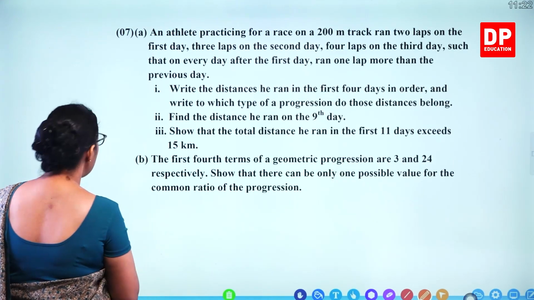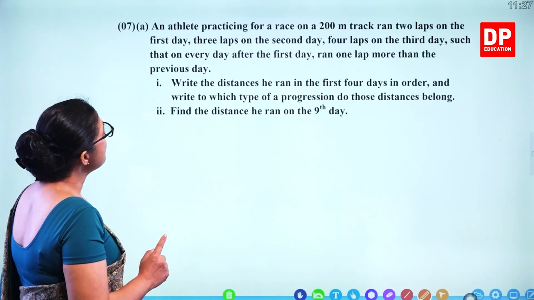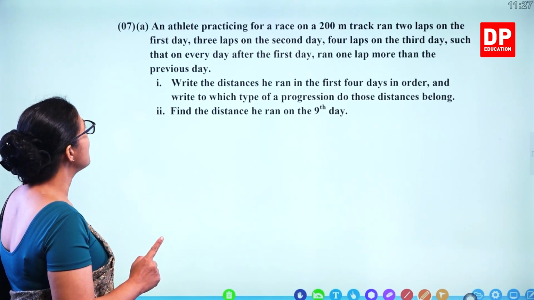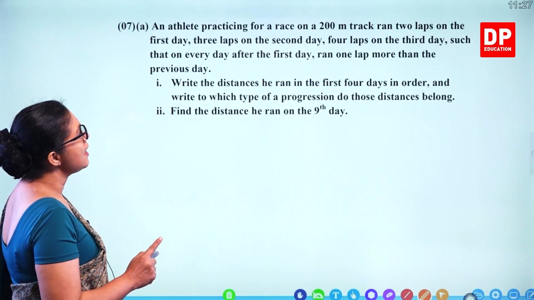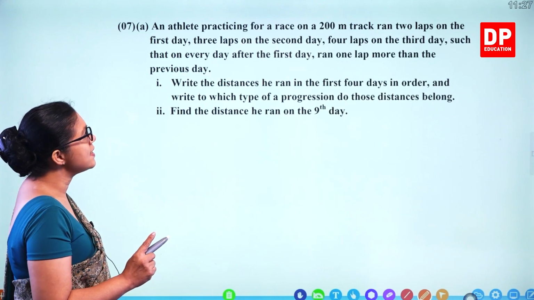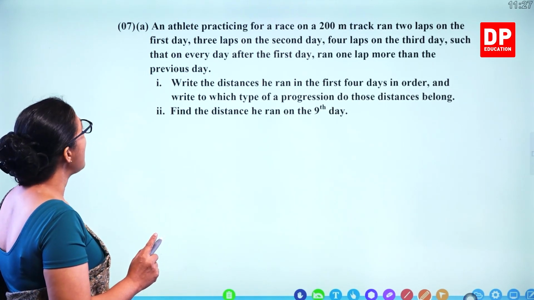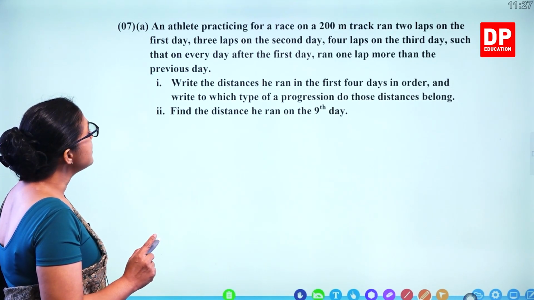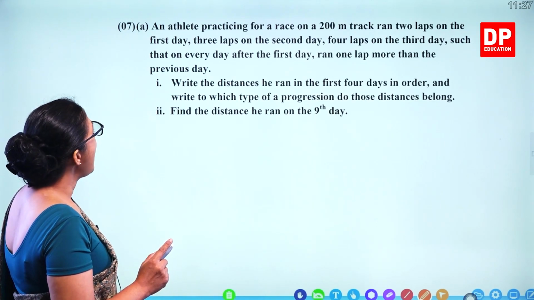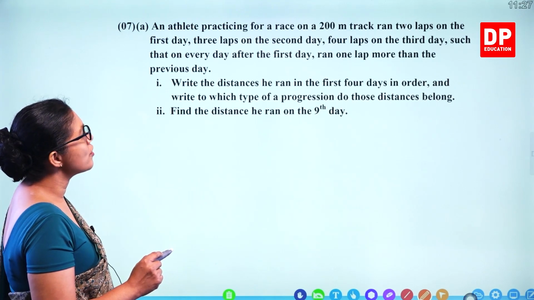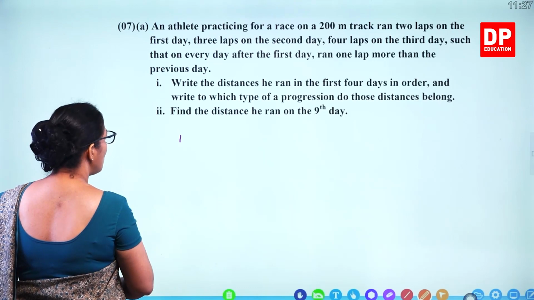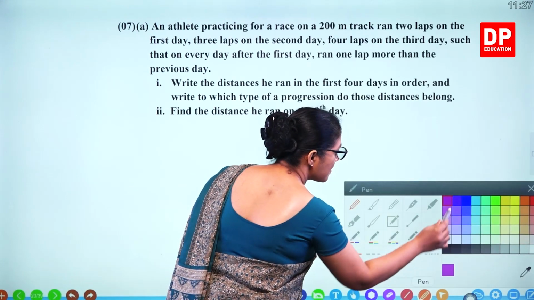So we'll do separately. Part A, an athlete practicing for a race on a 200-meter track ran 2 laps on the first day, 3 laps on the second day, 4 laps on the third day, such that on every day after the first day ran 1 lap more than the previous day. Write the distances he ran in the first 4 days in order and write which type of progression those distances belong to. So we'll do distances now.